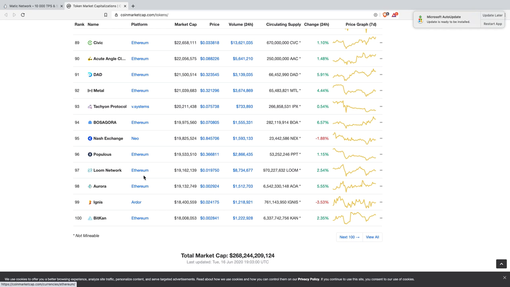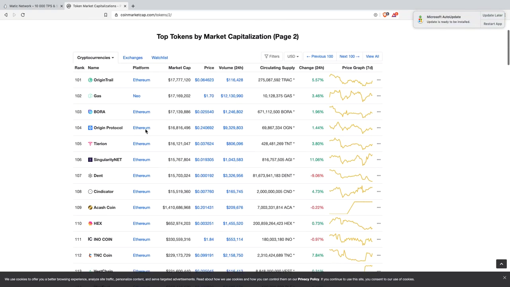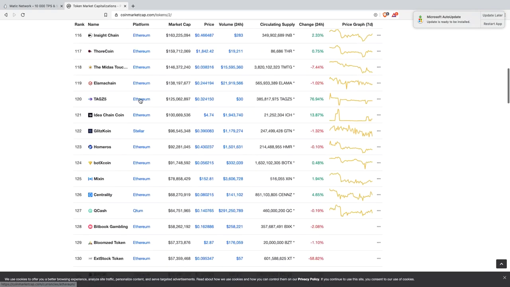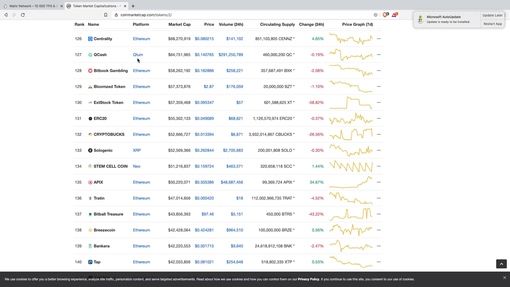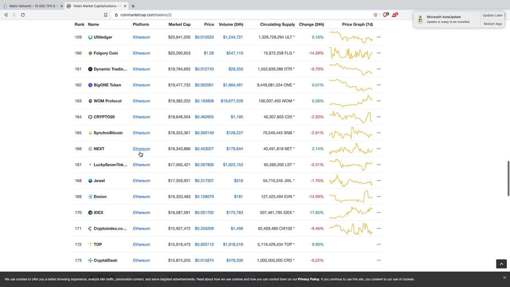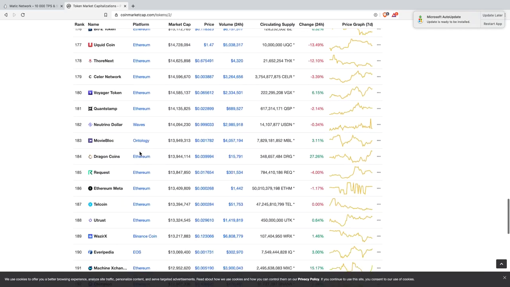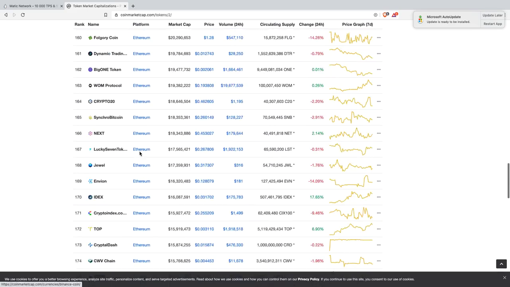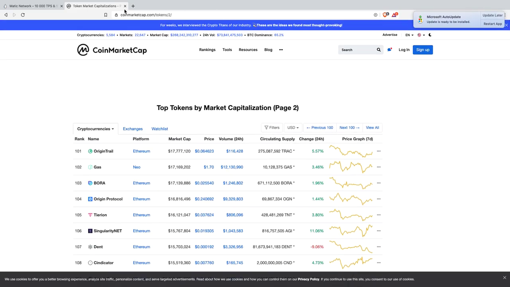One built on Ardor. If you go to the next 100, while we're there, just to show you, let's go again. There was one Neo, Ethereum. There we go. There's one Quantum, XRP, Neo. Pretty much 92 or 94 of the next 100. There's one for EOS. They're all built on Ethereum. So Ethereum is the blockchain of choice.